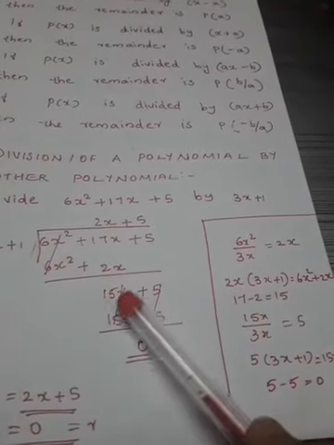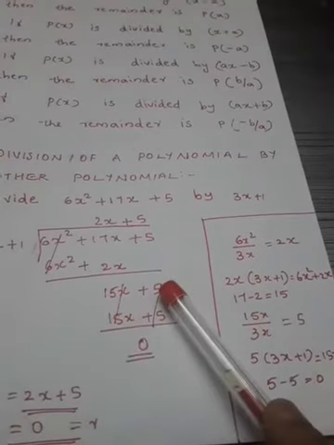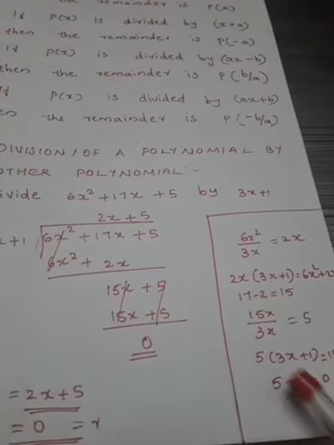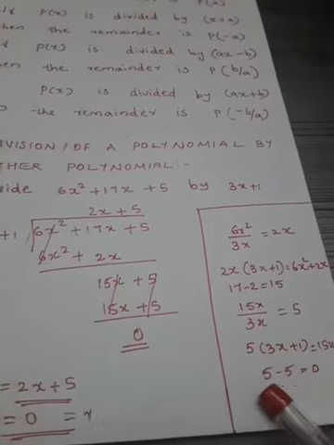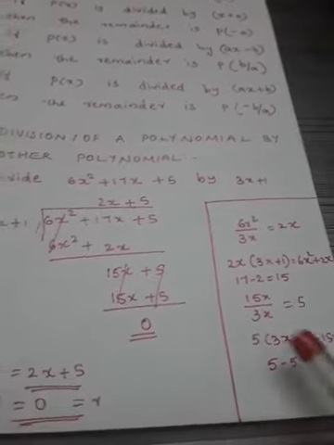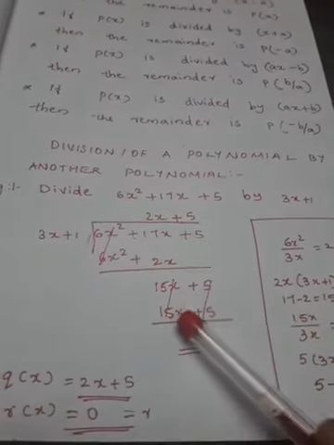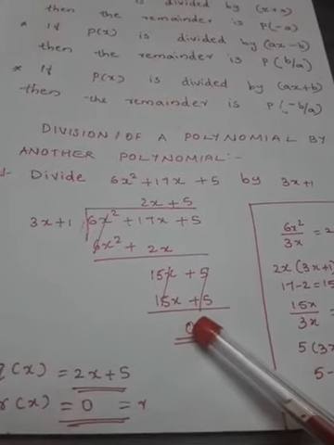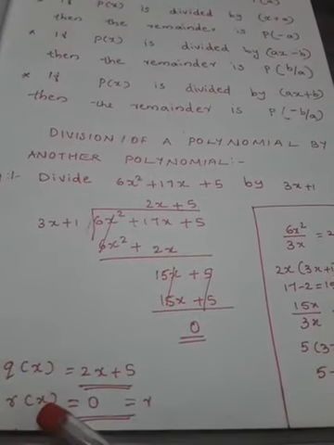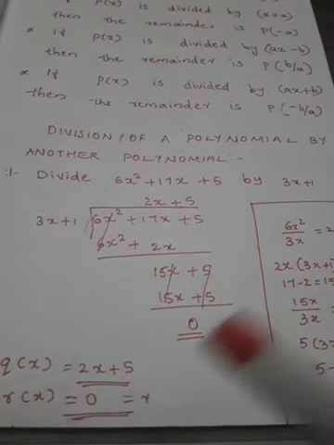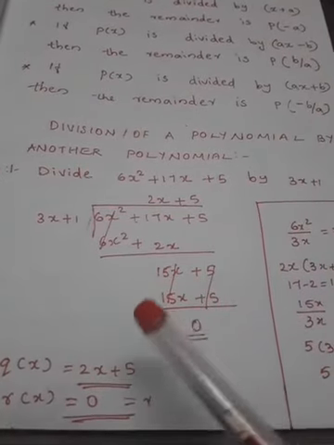Now also the first terms will be cancelled. Always the first terms will be cancelled. Now the second terms, 5 minus 5 will be 0. Both are positive, so between them is subtraction. So 5 minus 5 will be 0. Now we can write the quotient 2x plus 5 and the remainder 0. Quotient q of x is 2x plus 5. Then the remainder r of x equals 0. Here 0 is the constant, so we can write r itself.